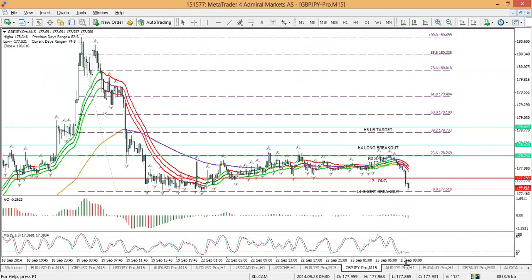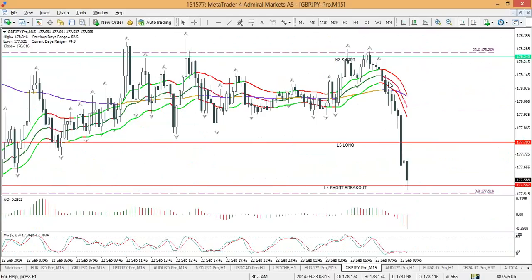Same with the pound yen. Bearish moving averages, price breaking below the L3, for instance. But it didn't actually stop at the L3. So we'll probably have a bounce still eventually and then break outside.